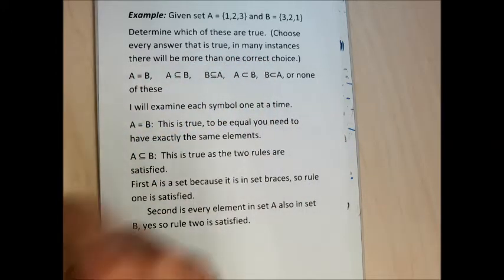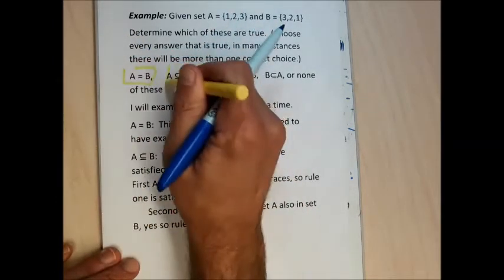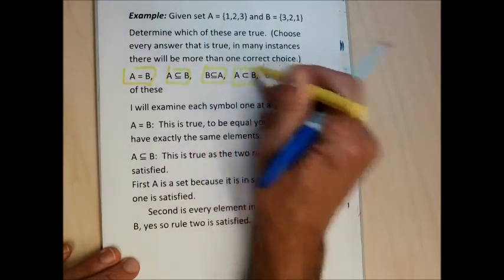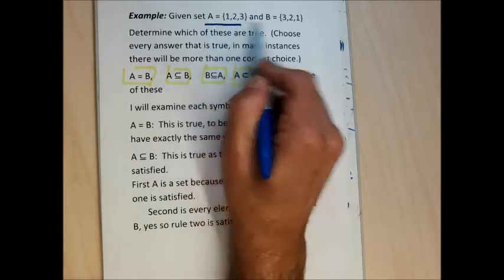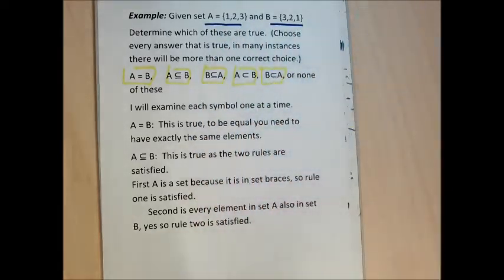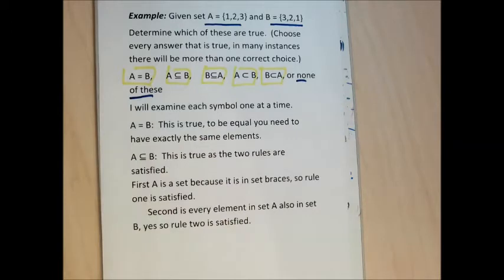So I give you a bunch of different symbols. Specifically, I give you 5 different symbols, and for these 2 sets, A and B, I need to determine which of these 5 symbols are true. And it could be that none of them are true, and if none of the 5 symbols are true, I'm going to write none of these for an answer. It could be that 1 is true, it could be that 2, 3, or 4 are true. I have to do one symbol at a time and figure out if it's true or not, and if it's a true statement, then I'm going to include it in my answer.